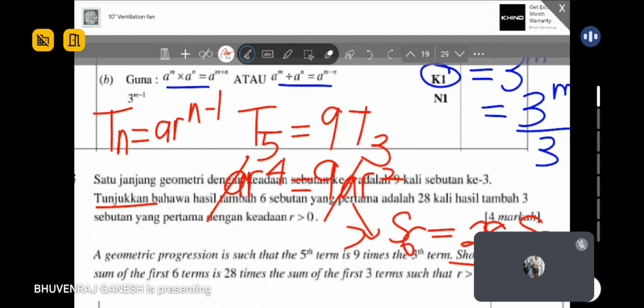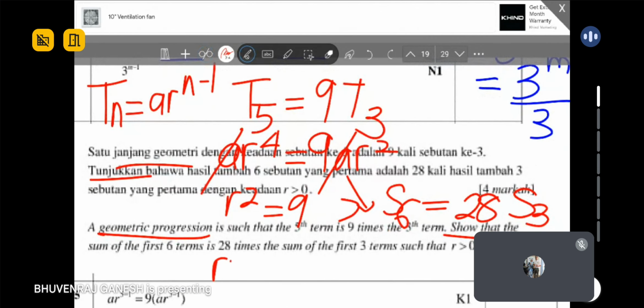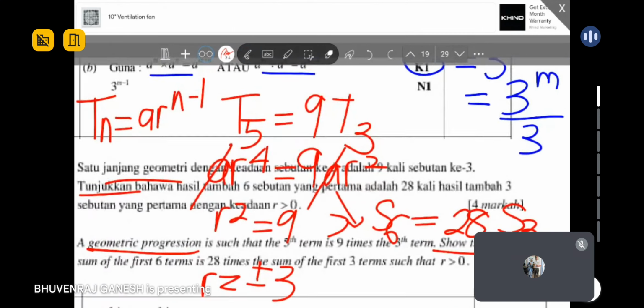Okay, because they say geometric progression. Janjang geometri. Okay, so this is how I get the AR power 4 and AR square. Okay, so then you cancel the R also. So you get R square equal to 9. So guys, R can equal to positive, negative 3. Am I right?